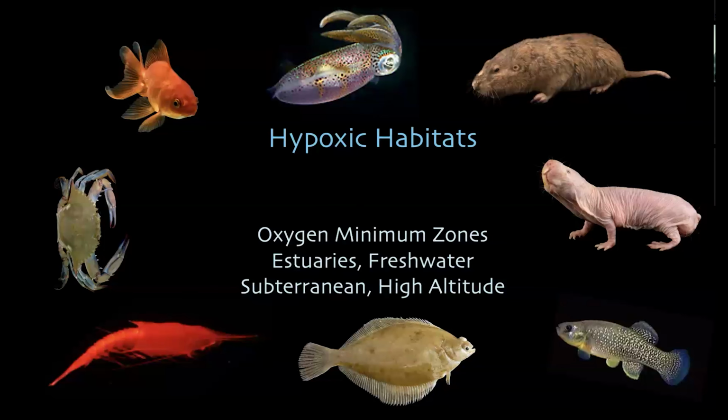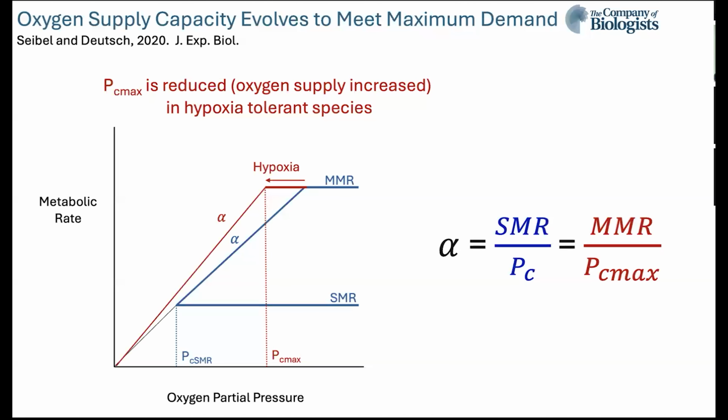All right, so there are some species that live permanently in very low oxygen. We've gathered data on those as well. And this is the theoretical interpretation. You've got your P-crit max for a species in typical air saturation. If you compare that to a hypoxic species, the oxygen supply capacity will be higher and P-crit max will be lower. P-crit will also be a little bit lower, but it's the P-crit max that's under selective pressure.